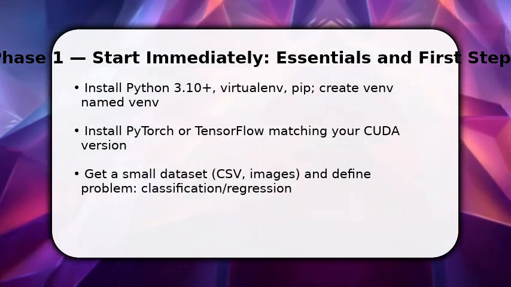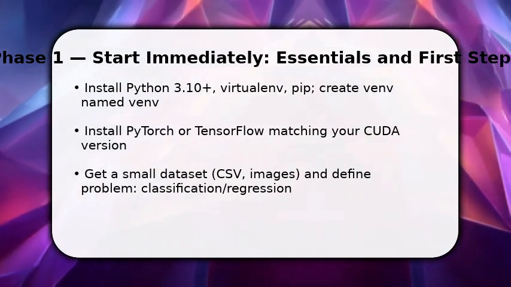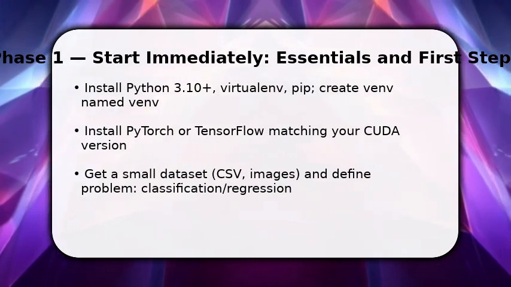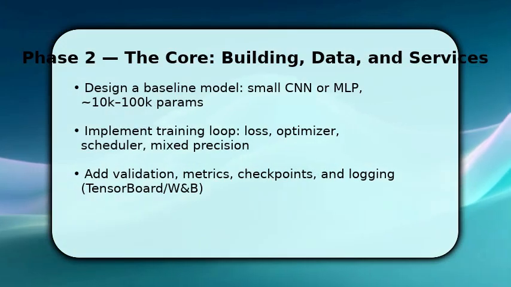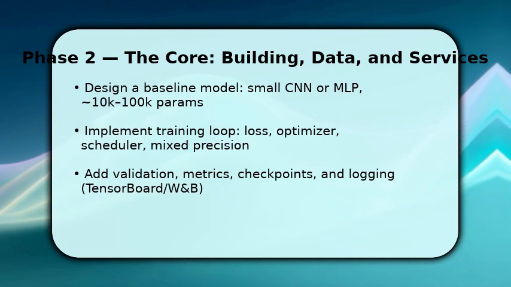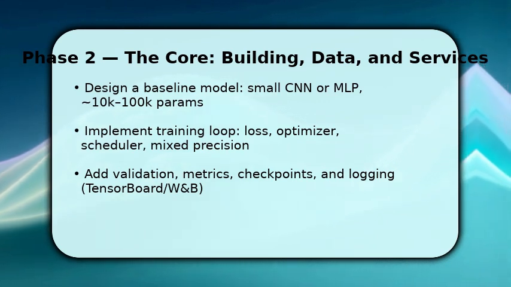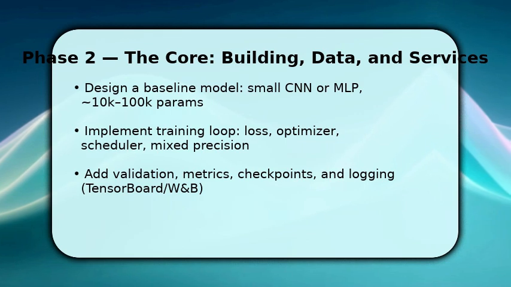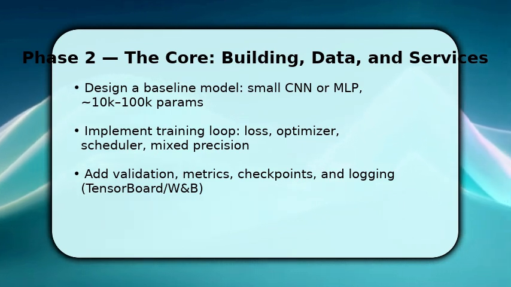Then scaffold a simple training script with dataset loading, a data loader, and one minimal model class to run a sanity check. You now build and run the core training loop. Start with a compact baseline model, for images a small CNN, for tabular a shallow MLP, then implement loss, optimizer, and a learning rate scheduler. Use mixed precision to speed up training if GPU supports it.